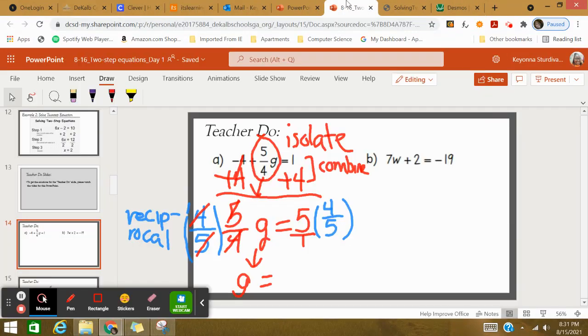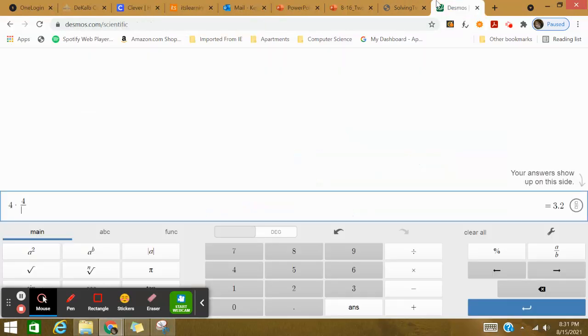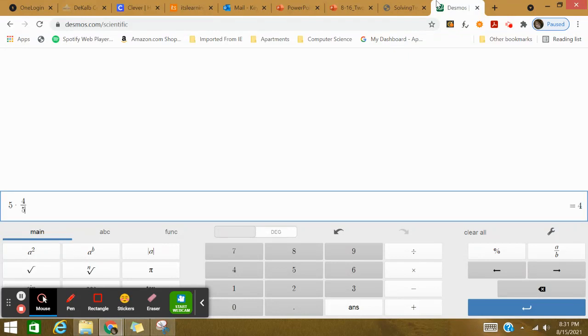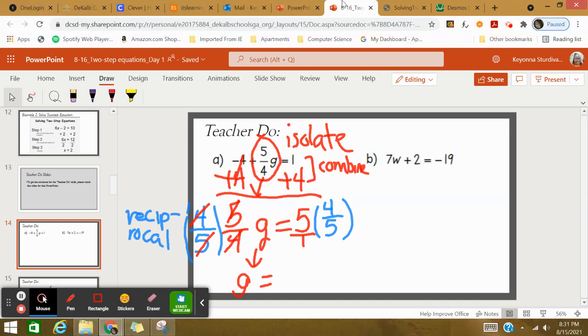I think I typed that in wrong. I did. I'm sorry. Let me go back. I did 4 times. I'm doing 5 times 4 over 5. Typed it too fast. So the calculator gave me my answer, which is 4. Again, I could just write 4, or I can multiply straight across. I multiply straight across. 5 times 4 is going to give me just 20.